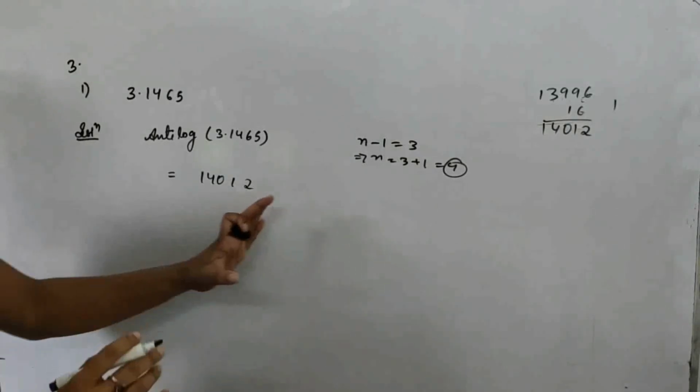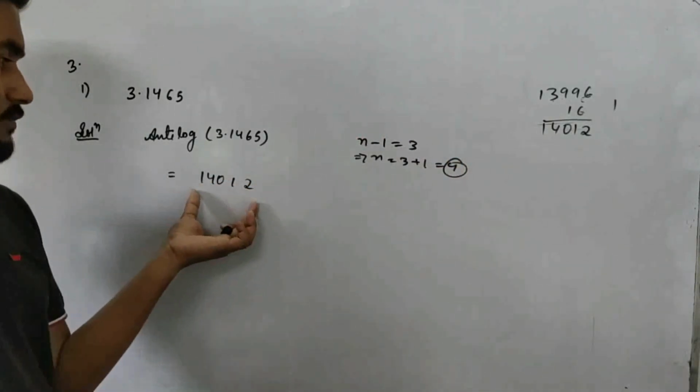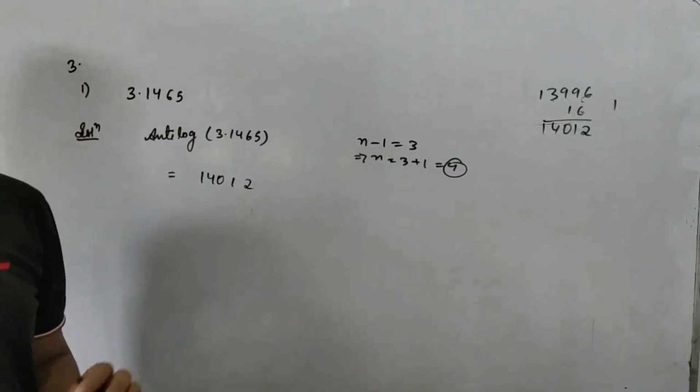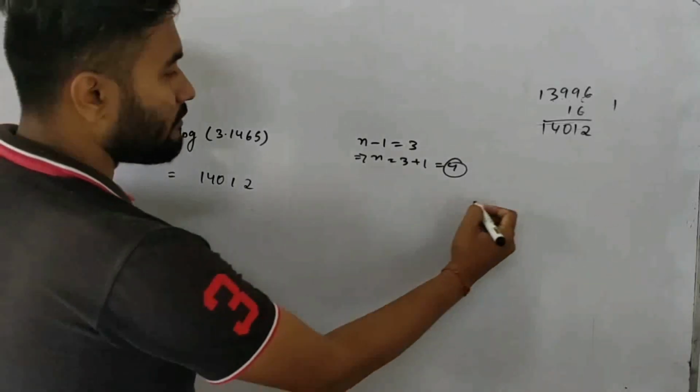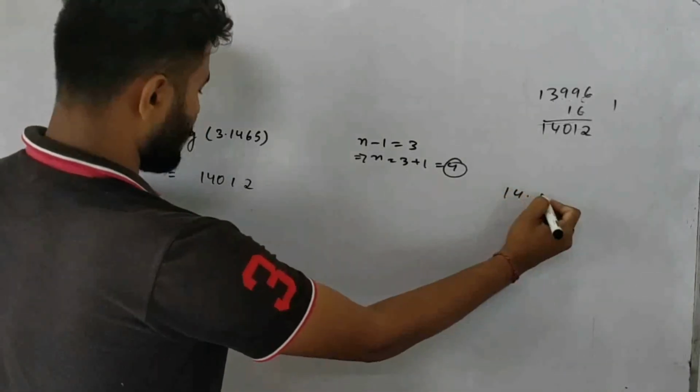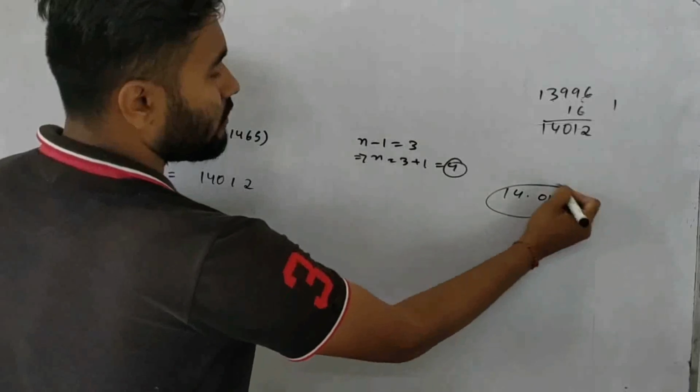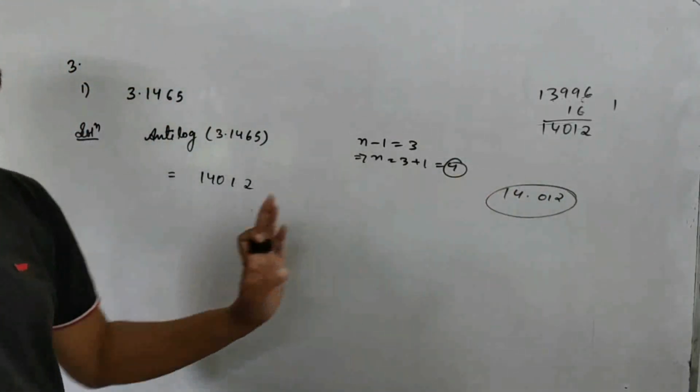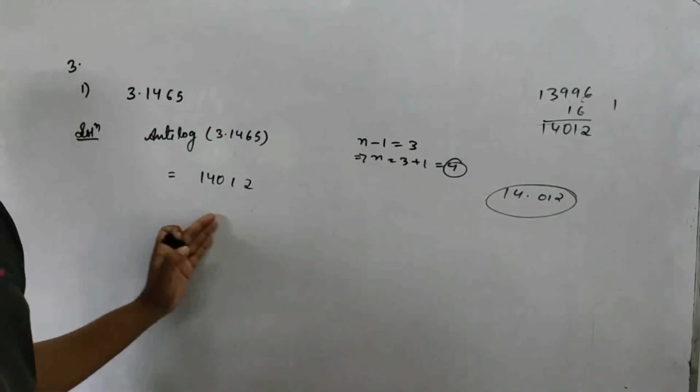14012. So this value will be in your question paper. Don't worry, somehow this value will be in the question paper. In the question paper, the value will be given, say 14.012. Like this, the value will be given. But you don't use the decimal. You just write the numerical value.